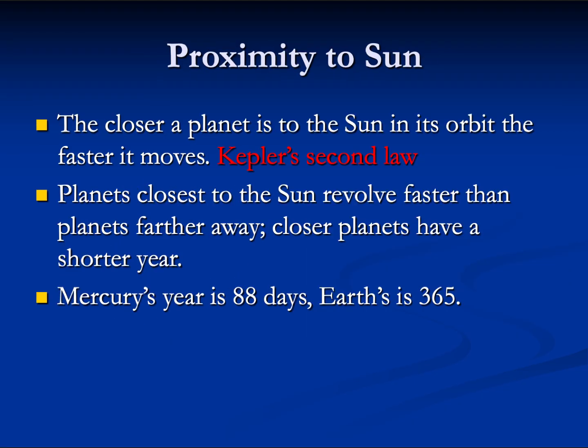The closer a planet is to the sun, the faster it moves. This is Kepler's second law. Mercury is the closest planet to the sun and revolves much faster than the Earth in only about 88 days. Not only is its orbital path smaller, it's actually traveling at a faster rate of speed. A planet like Saturn, which is much farther away, takes much longer to revolve around the sun.